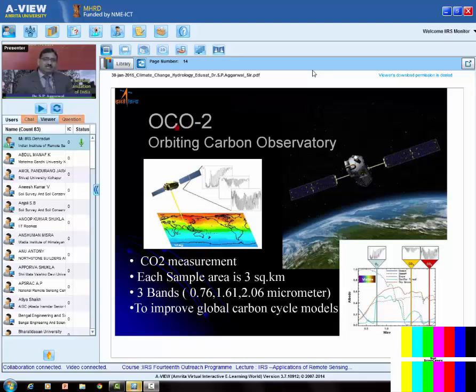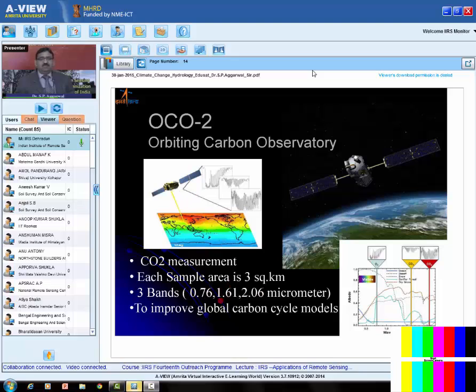But for measuring the gases, there is a different set of satellites. One such satellite is OCO-2, Orbiting Carbon Observatory 2. It was launched by NASA in July 2014. It measures carbon. The sample area is 3 square kilometers. It has 3 bands: 0.76 micrometer, which is the oxygen band, and 1.61 and 2.06 micrometer, which are carbon dioxide bands.